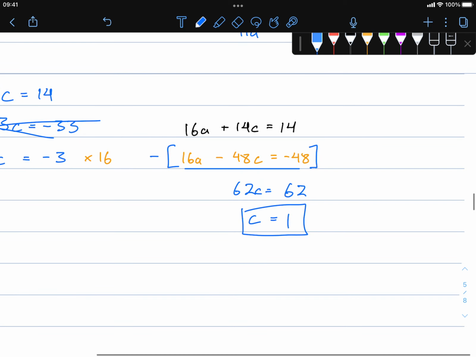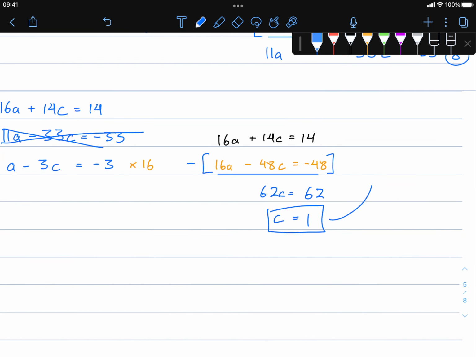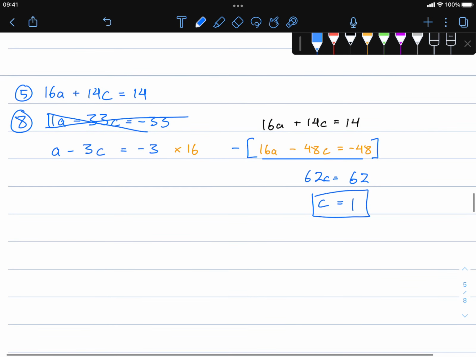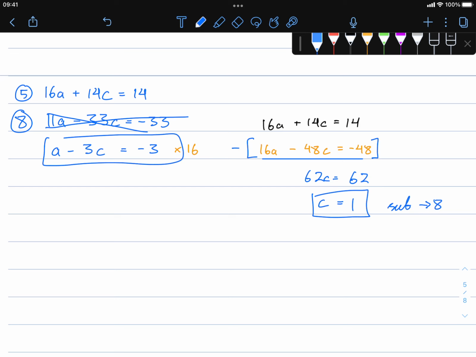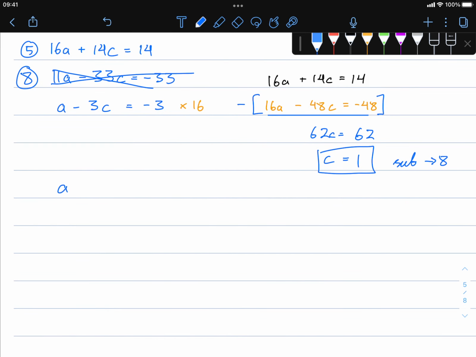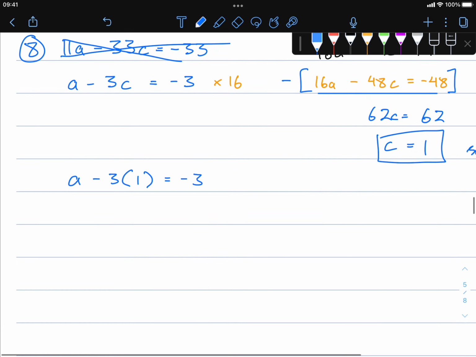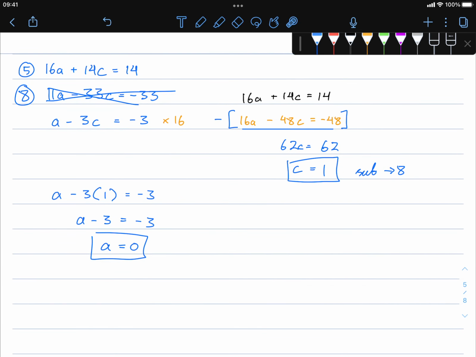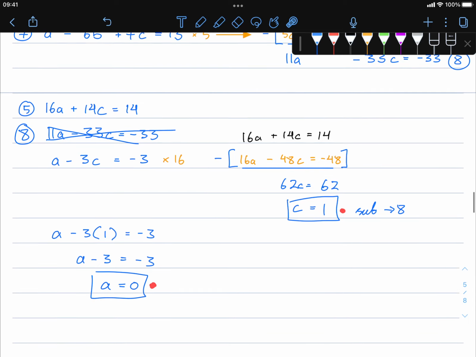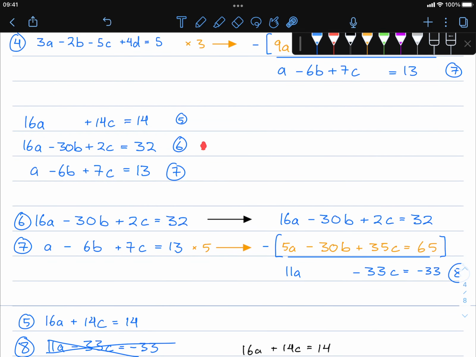Now that we have one solution, we work backwards. We substitute this back into any of these equations. Let's substitute this into 8, this one, which will be a minus 3 times 1 equals negative 3. This will be a minus negative 3. A equals 0. Now we take both of these and we substitute them into one of these ones. I'll pick the values with smaller numbers. So let's take this, number 7.